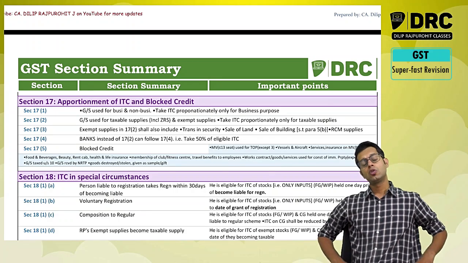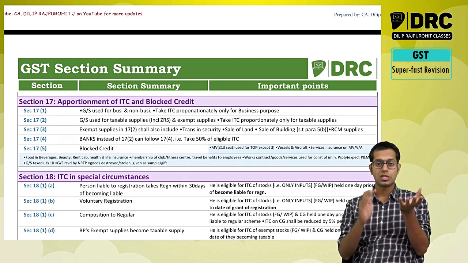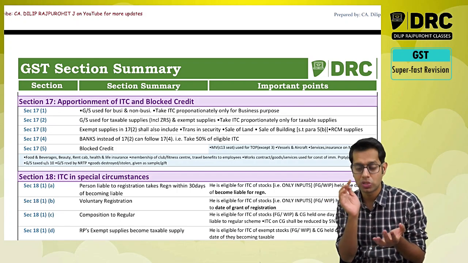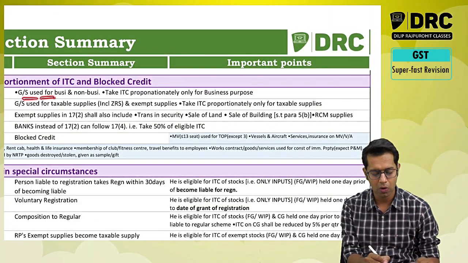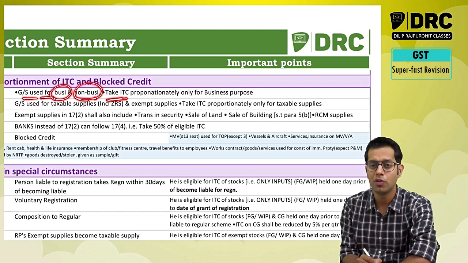Section 17 talks about the apportionment of input tax credit or block credit. If you are using any goods or services for taxable as well as exempt supplies, or for business as well as non-business purpose, then you will have to proportionately reverse the input tax credit. Section 17 subsection 1 says where the goods or services or both are used for business as well as non-business purpose, then take ITC proportionately only for business purpose.